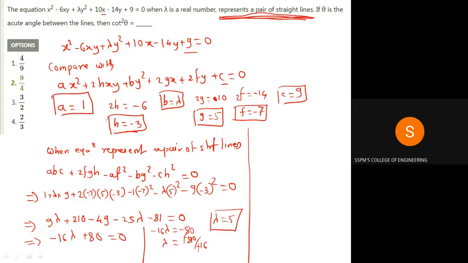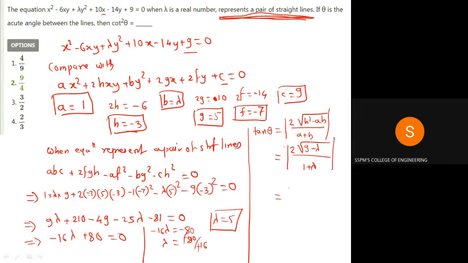Now what is given? We have to find cot square theta, but we do not know the formula for cot square theta, but we know the formula for tan theta. What is the formula for tan theta? It is mod 2 under root h square minus ab divided by a plus b. Now we will substitute these values. So mod 2 into root, what is h? H is minus 3, so minus 3 square is 9. Minus a into b, what is a? 1. What is b? Lambda. 1 into lambda is lambda. Divided by a plus b, what is a plus b? 1 plus lambda.